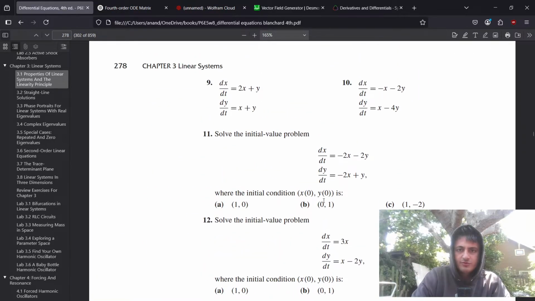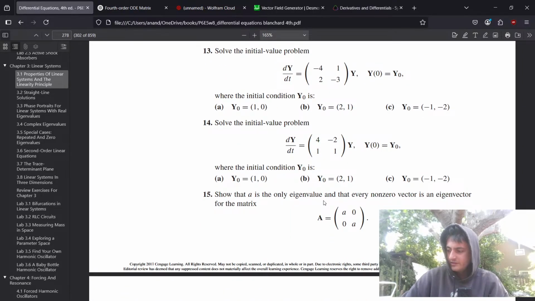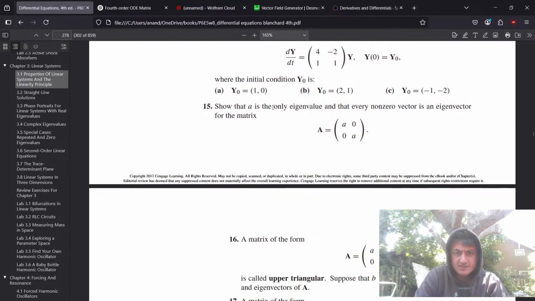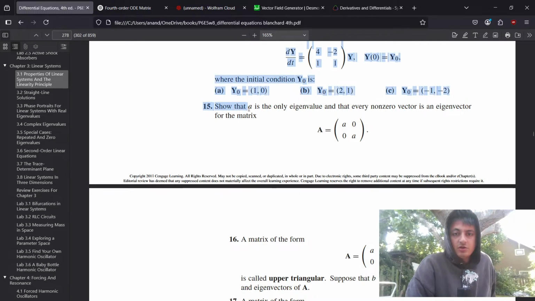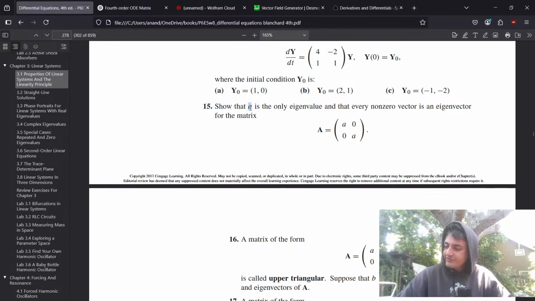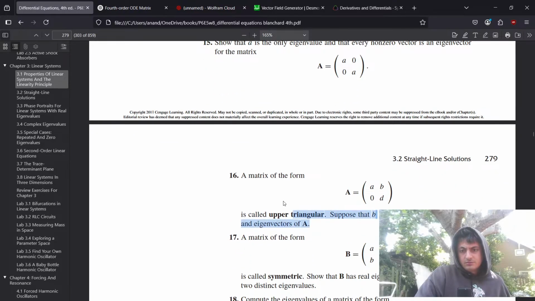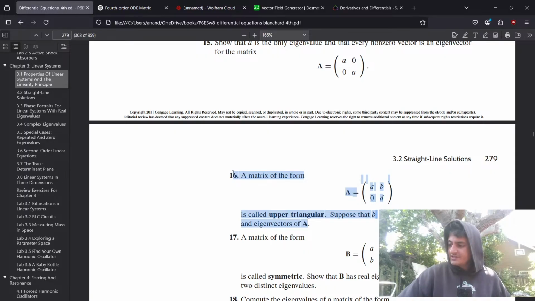Then we have 11 through 14, which is IVP. Okay. Show that A is the only eigenvalue and that every non-zero vector is an eigenvector. Ooh, that's actually cool. We're definitely going to do 15. 15 is really good. Absolutely. Okay, 16, upper triangular. Yeah, I want to do 16. 16 seems good.